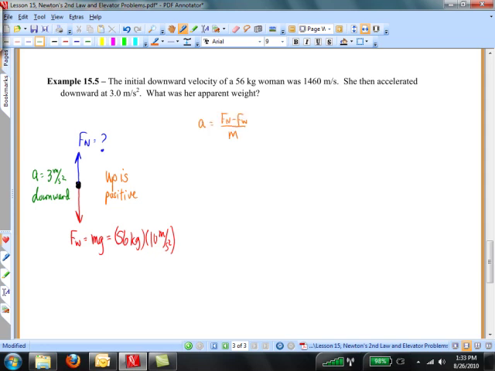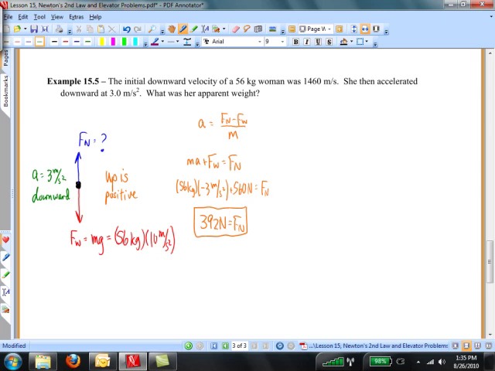Now when I feed in numbers, I need to be careful because the acceleration being downward is opposite the direction that's positive. So when I put a number in for the acceleration, I'm going to have to put negative 3 meters per second squared in. There's the equation solved for the normal force. There are the numbers fed in. Notice the negative sign with the acceleration. And there's the numerical answer, 392 newtons.